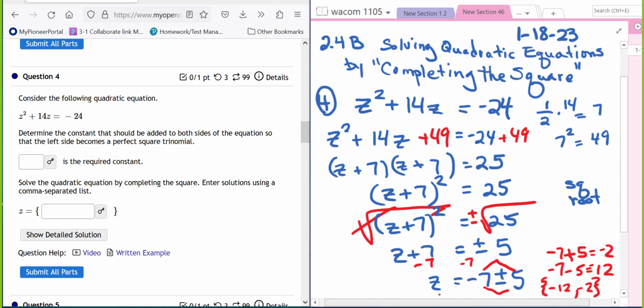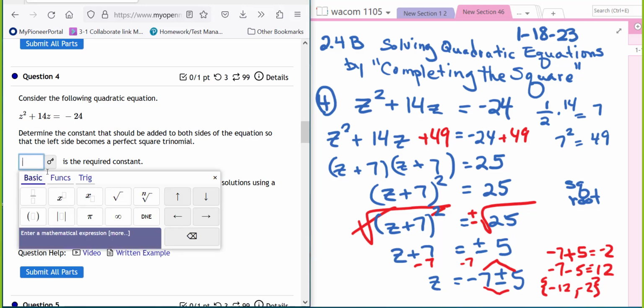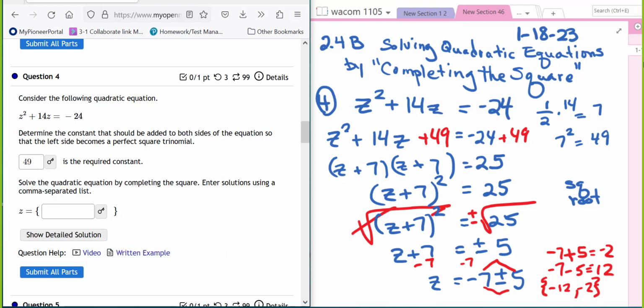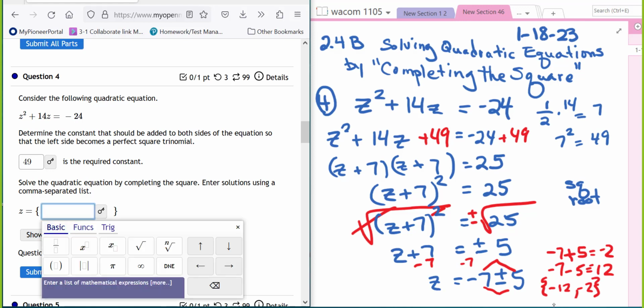All right, so anytime there is any kind of question like that, I will enter them instead of taking the shortcut and looking at the key. So first answer is this number that we found, the 49, that has to be added to both sides. And the second one is our answer for z. And I would want you to have -12 and -2. It should never mark that wrong.